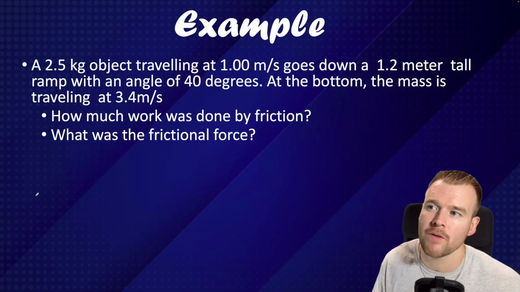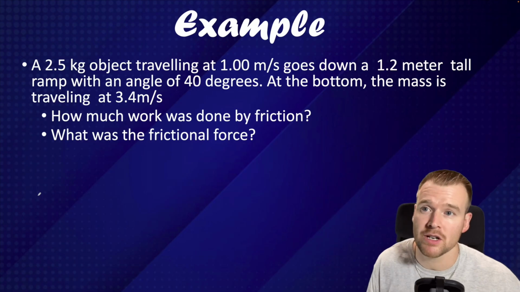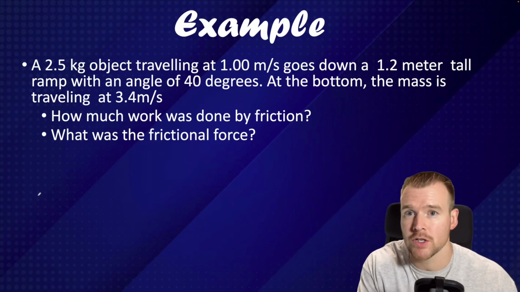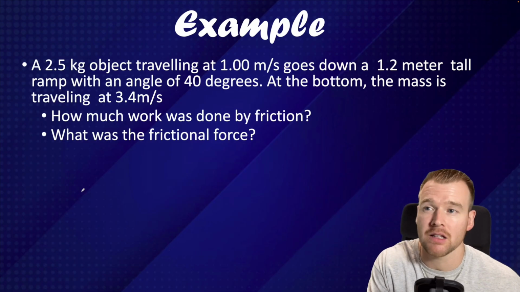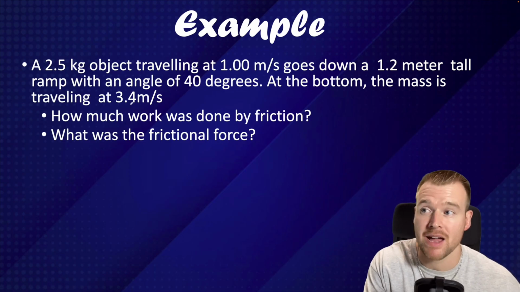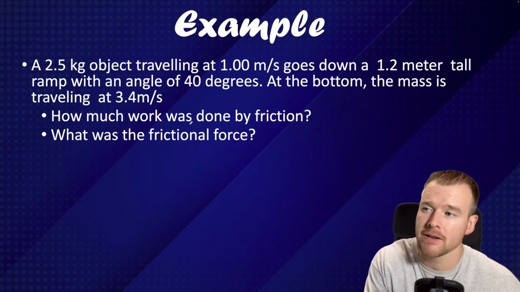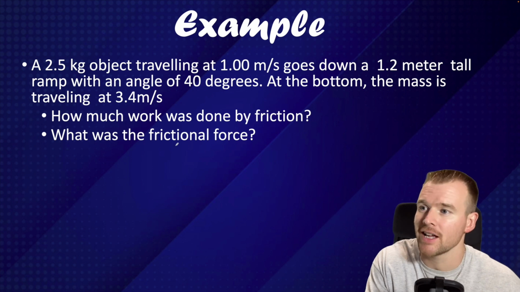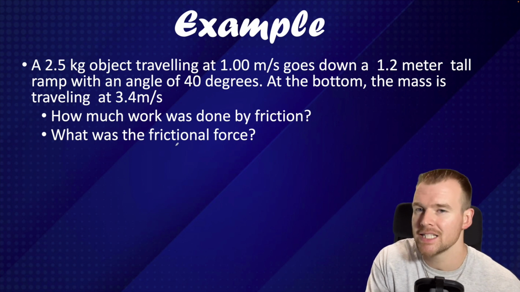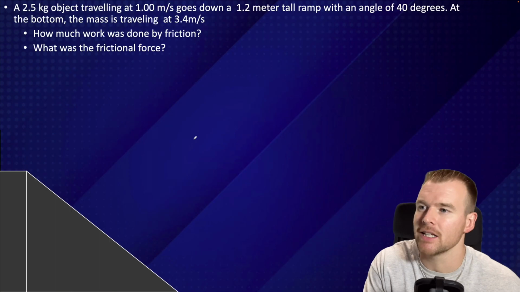Let's say we have a 2.5 kilogram object traveling at 1 meter per second. It's going to go down a 1.2 meter tall ramp with an angle of 40 degrees. At the bottom, the mass is traveling at 3.4 meters per second. How much work is done by friction, and what's the frictional force? Seems like a bit more complicated question. Let's take a look at it.